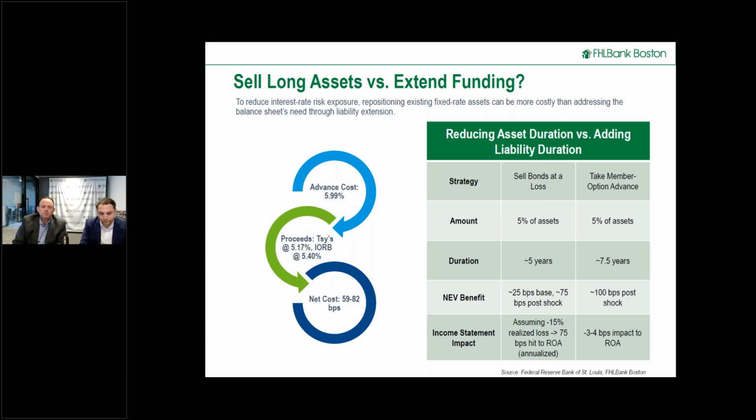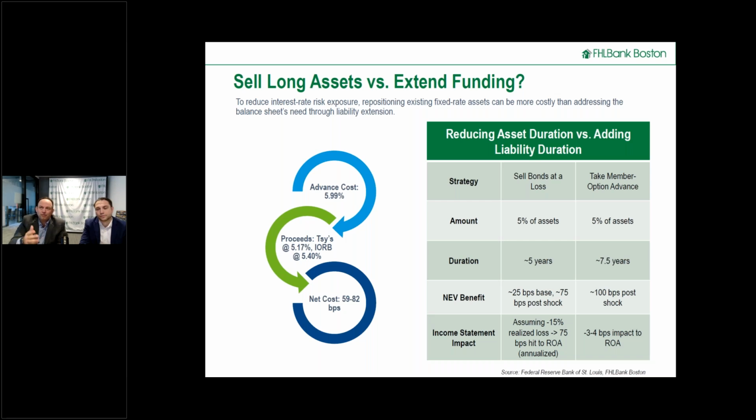So we'll look at, in the table, 2 different approaches: selling bonds at a loss or taking out the member option advance. In both cases, we'll assume it's going to be 5% of assets. You can see the duration. We talked about the 7.5 years in the liability, and for simplicity, we'll say 5 years on the investments. The NEV benefit is going to be 100 basis points for the total balance sheet for the member option, which is a pretty significant number, which, depending on where your metrics are, may get you out of the high risk and into the moderate risk area.